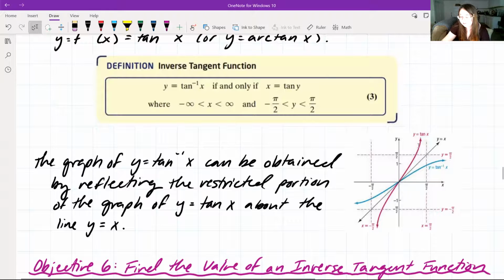So we see our original function here in this pink purple color, y is equal to tangent of x. And then in our blue color here, we see y is equal to tangent inverse of x. So about the line x equals y or y equals x, we see that they are reflected.